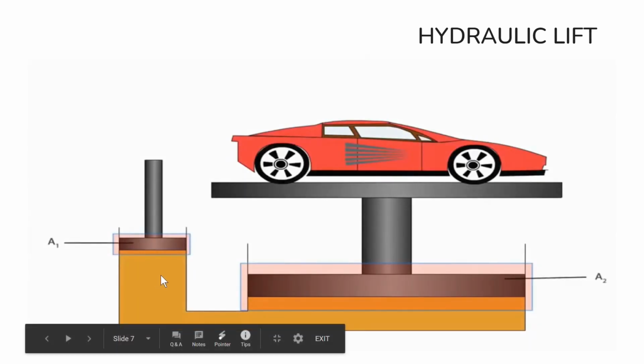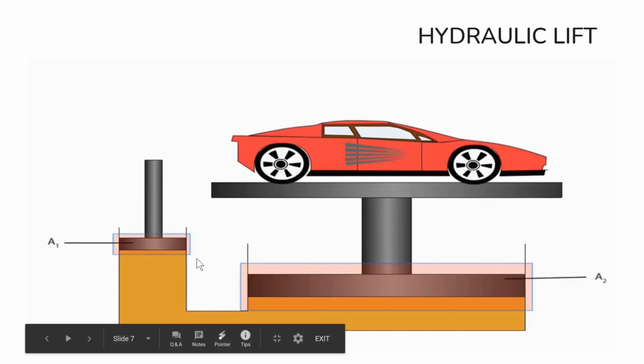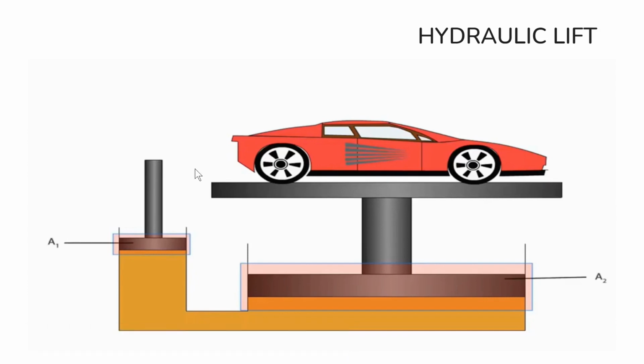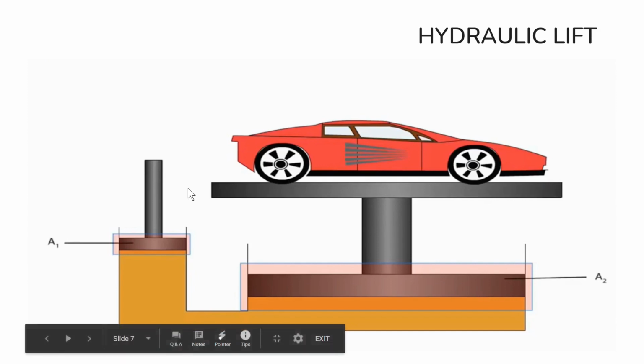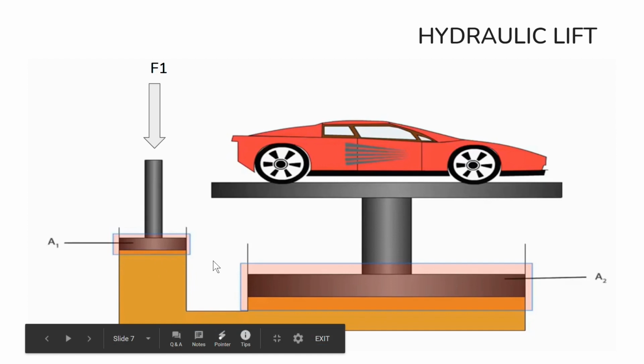For example, if we consider a U-shaped container like this filled with a fluid, and it has 2 opening ends and those 2 are closed with 2 pistons, each of area A1 and A2, where A2 is greater than A1. Now if we apply a force F1 on A1, it gives a pressure of F1 by A1.